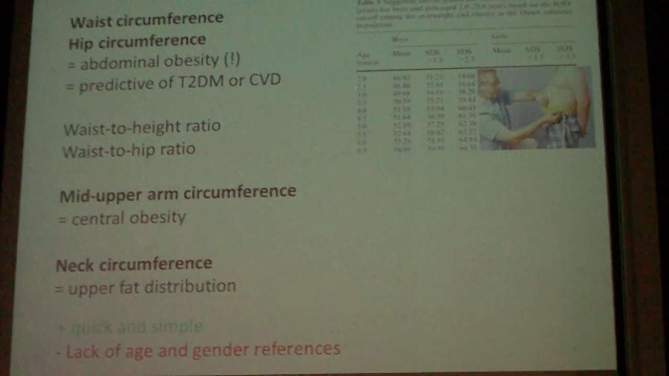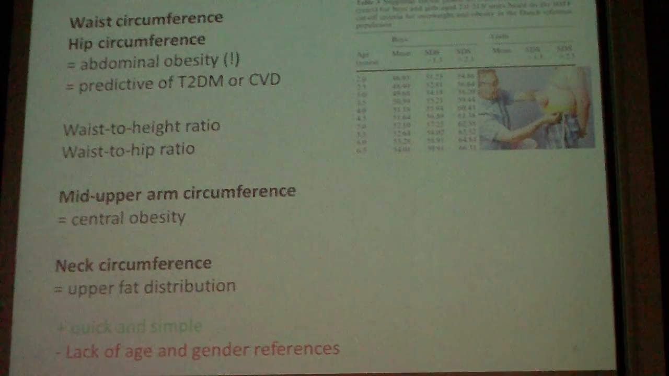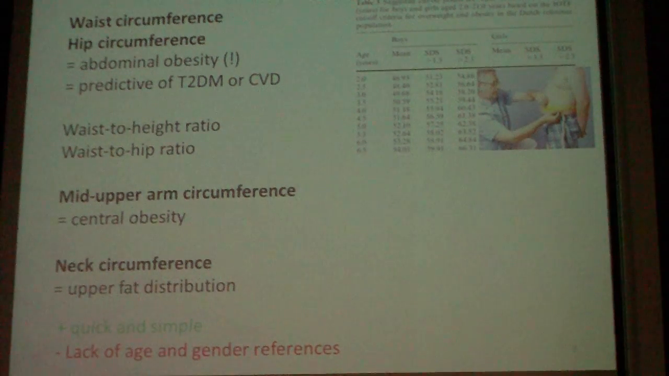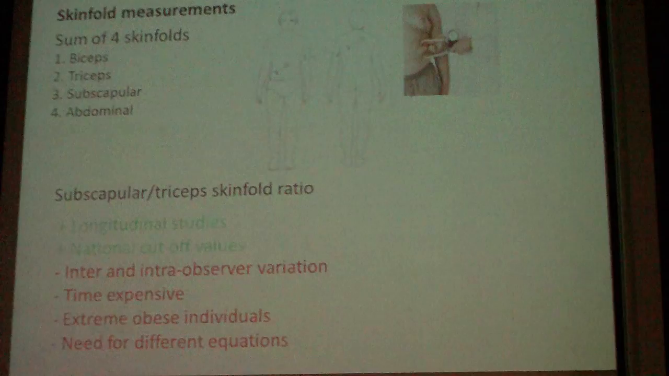We can also use waist to height ratio or waist to hip ratio in research. Mid-upper arm circumference and neck circumference we measure less, but they can also be measured. Mid-upper arm circumference is a measurement of central obesity, and neck circumference of upper fat distribution, but they are not commonly used, and there are no cut-off criteria for hip circumference, mid-upper arm, and neck circumference in children. But it's a quick and simple tool, so we use it also.